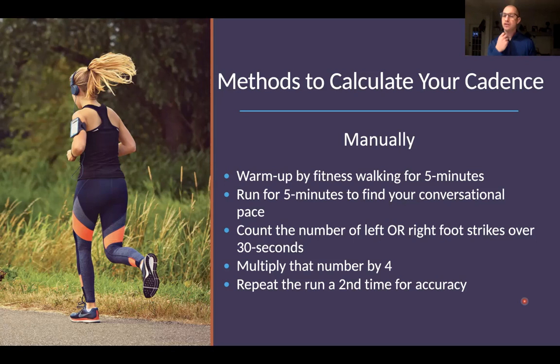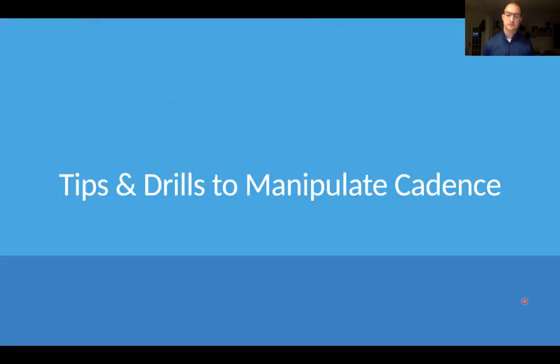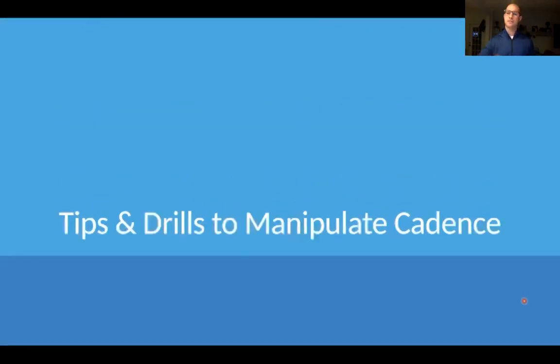Always recommend doing these multiple times just to be as accurate as possible. But those are a few ways that you can calculate your cadence. And if you have any questions about that, feel free to drop a comment or a question in the Q&A there.